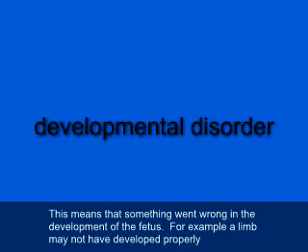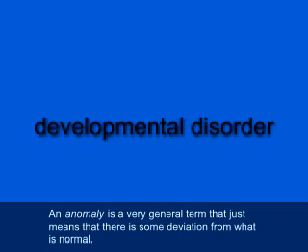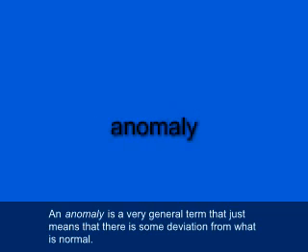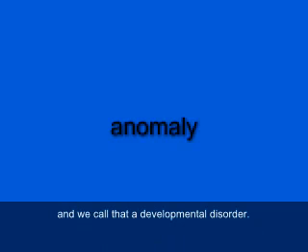For example, a limb may not have developed properly, or an extra toe may have grown and is present at the time of birth. An anomaly is a very general term that just means that there's some deviation from what is normal. So we have a deviation from what is normal, an anomaly, at the time of birth, and it is usually some type of malformation, and we call that a developmental disorder.